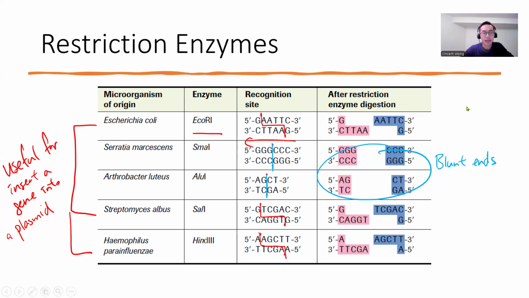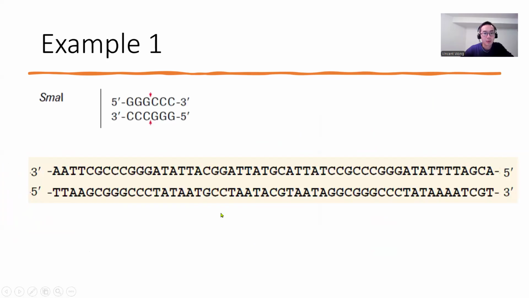All right, let's do some practice. We have a restriction enzyme here, SmaI, and it recognizes GGGCCC. Did you say direction? Oh yeah, direction does not matter. Well, I mean it kind of does. Okay, let's do this example and maybe it will help you understand more.